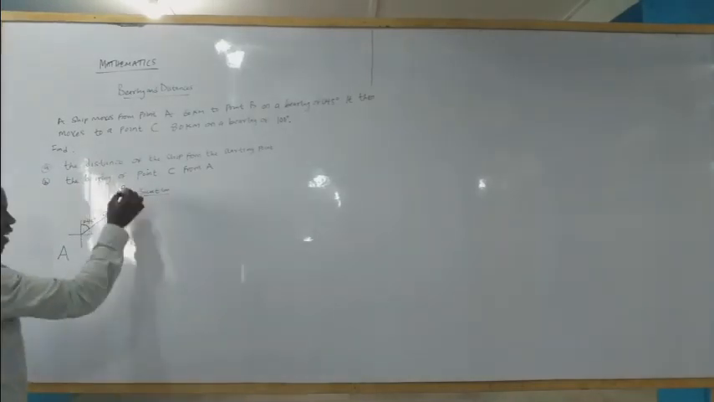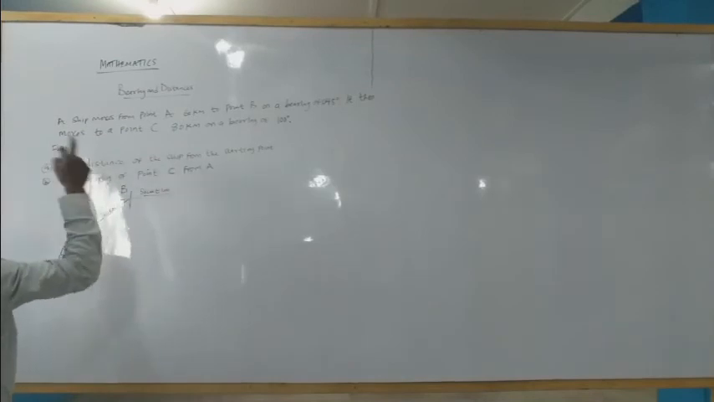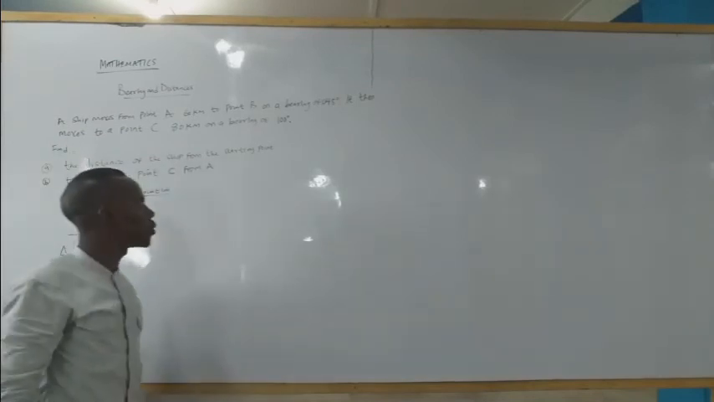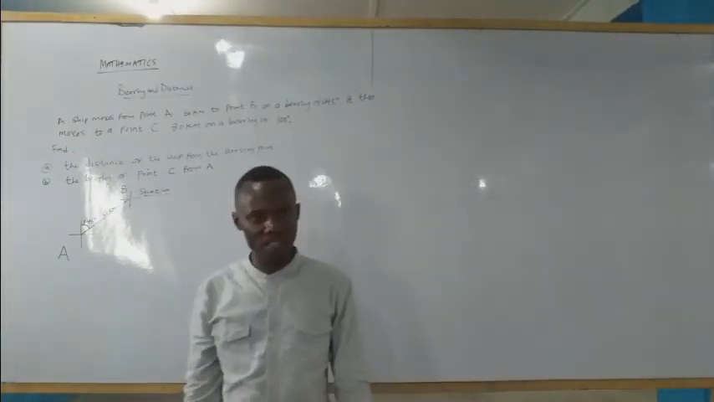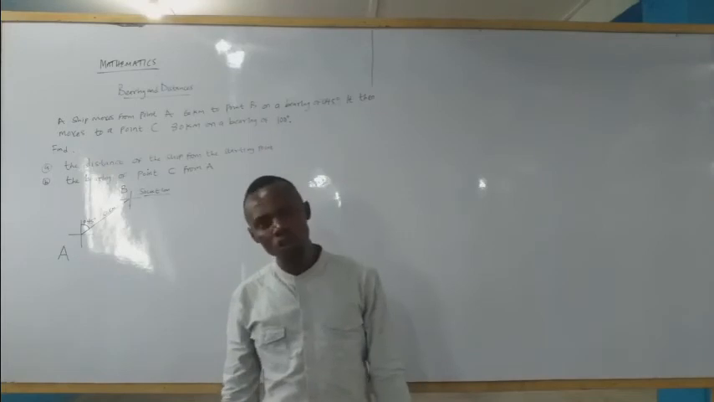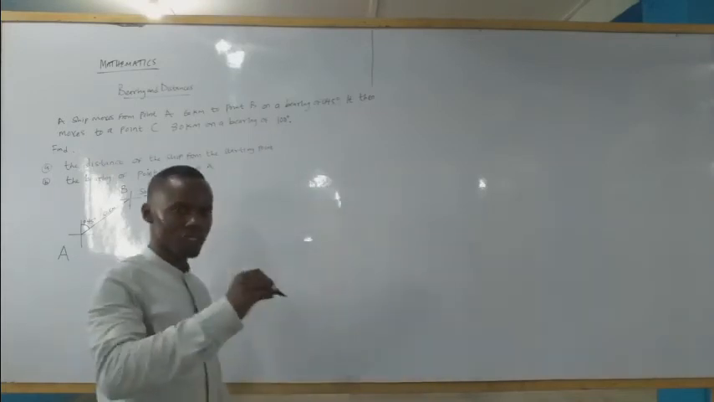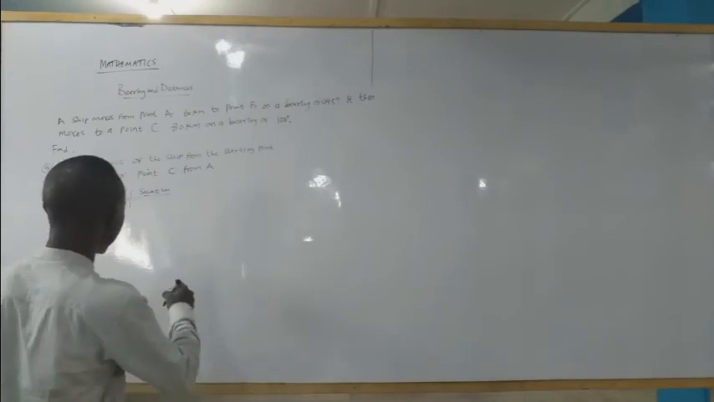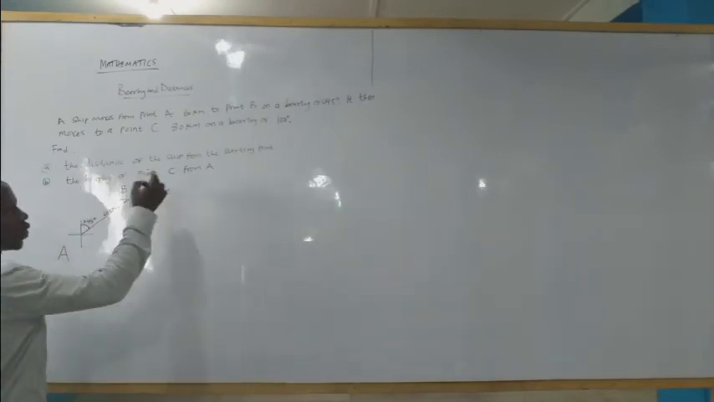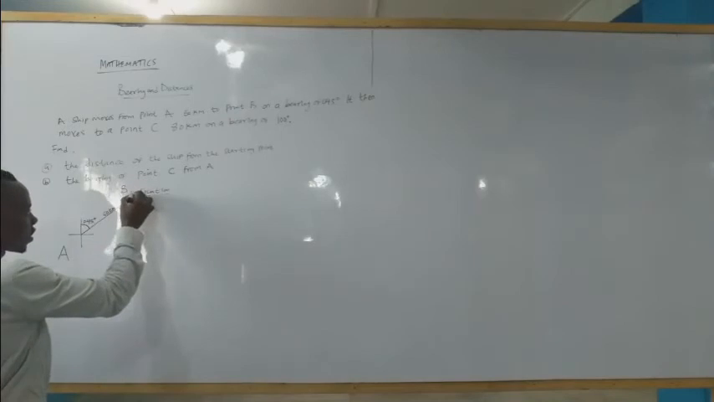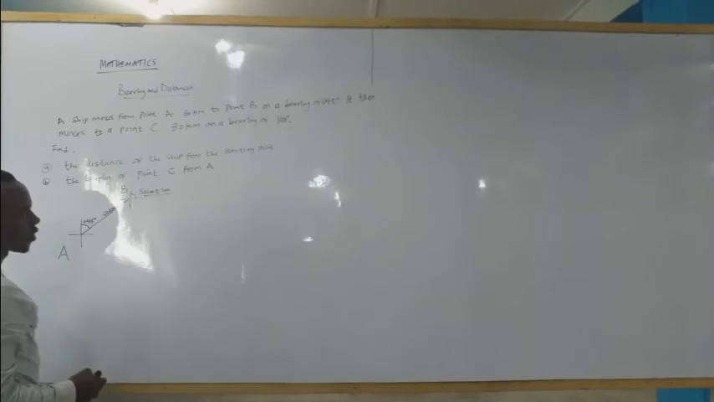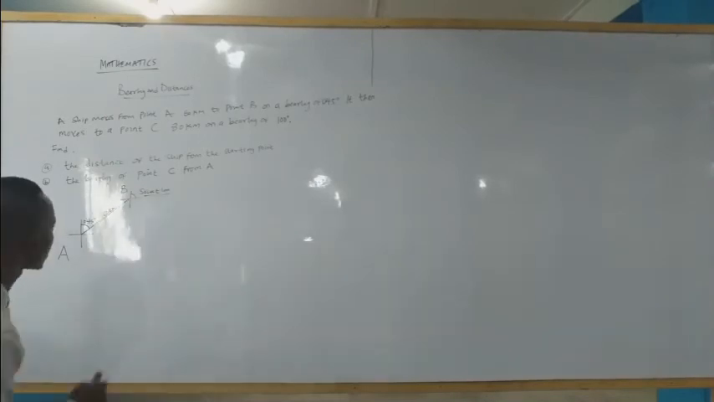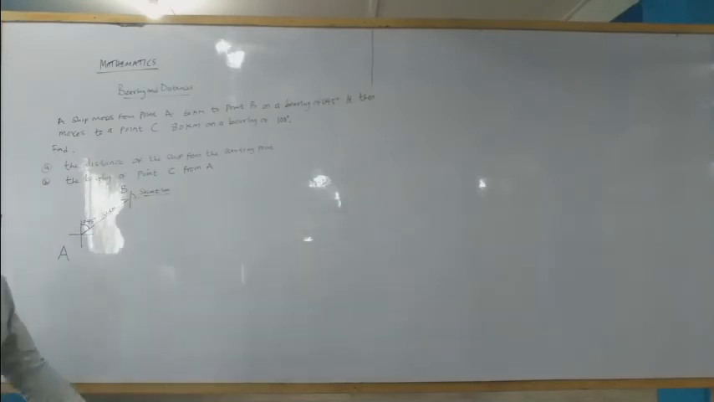From point B, after arriving at point B, it then moves to a point C, 80 kilometers on a bearing of 100 degrees. So I calculate 100 degrees first. Calculate the direction first before you draw the line for the distance. So the direction here: I'm starting from the North Pole, 100 degrees. This is 90, and this is 10. So this is my direction, and I have to draw my distance.